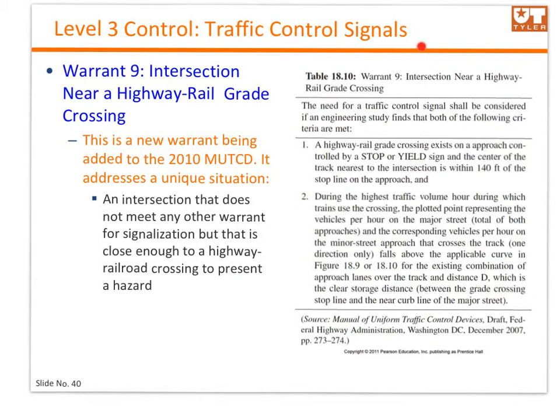So table 18.10 talks about this warrant, which shows the need. The need for a traffic control signal shall be considered if an engineering study finds that both of the following criteria are met. So we need to be careful. With some of the criteria, both conditions, or more than two conditions, have to be met.